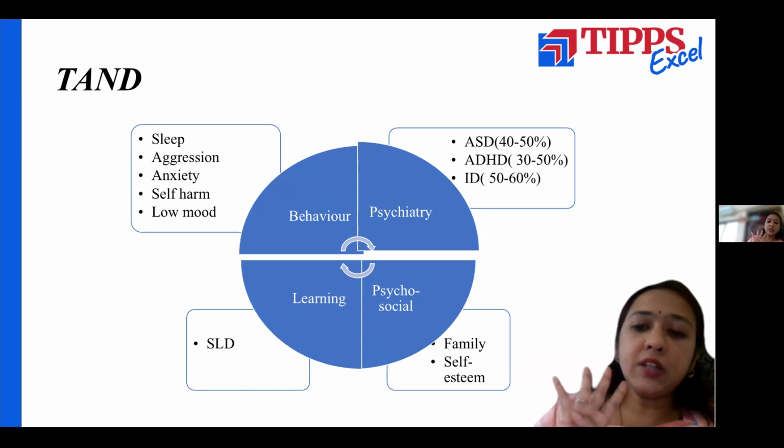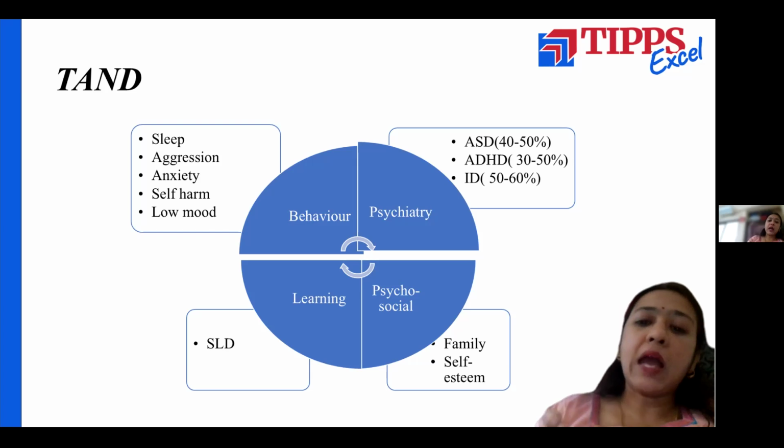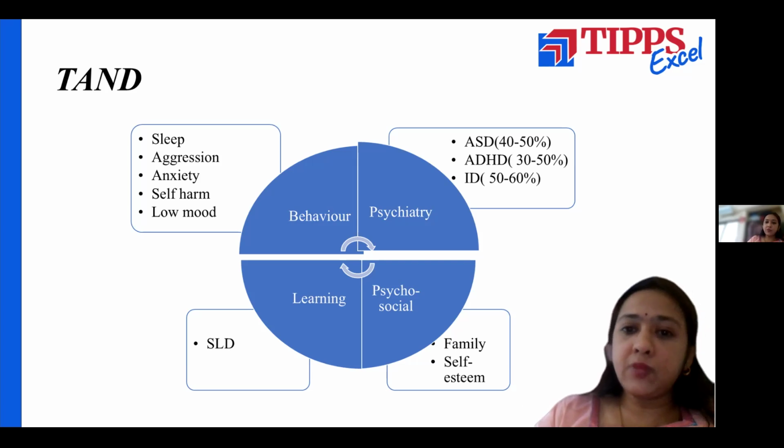Now coming to the focus of interest of today's presentation, that is TAND, tuberous sclerosis associated neuropsychiatric disorder. Basically it is divided into four broad categories. Under behavioral domains, we have to look for sleep problems, aggression, and anxiety disorders. These three are commonly found in children and adolescents, whereas self-harm, internalizing disorders, anxiety, and mood problems are commonly found in adults. Now coming to the psychiatric aspects, neurodevelopmental disorders are the commonest comorbidities. Autism is present in nearly 50%, ADHD again 30 to 40 percent, and intellectual deficits are around 60 percent.